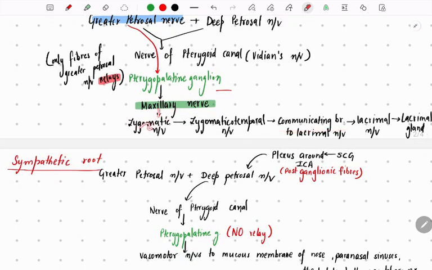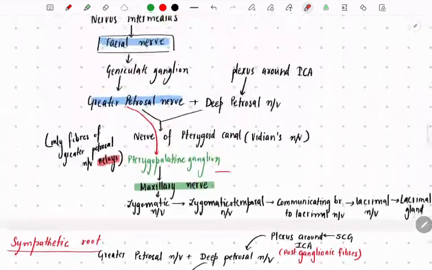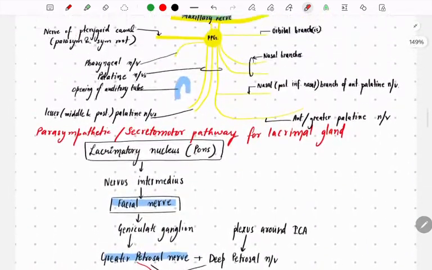So we have a branch of the maxillary nerve as the zygomatic nerve. Then we know that the zygomatic nerve divides into zygomaticotemporal and zygomaticofacial. Here the concern is the zygomaticotemporal nerve. Then it gives a communicating branch to the lacrimal nerve, through which the fibers go to the lacrimal nerve and ultimately supply the lacrimal gland. This was the parasympathetic pathway.